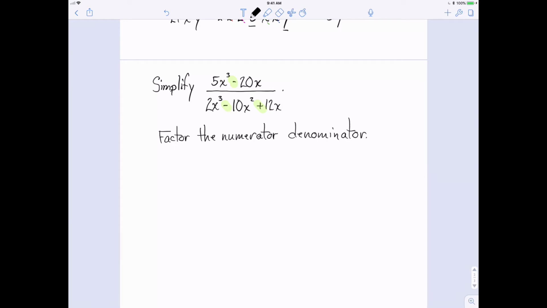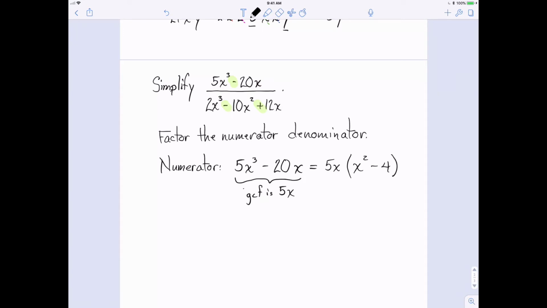Okay, let's try this. I'm going to break this up into two parts, and then we'll put it all back together. Numerator. I start out with 5x cubed minus 20x. Now, right off the bat, notice that this problem does have a GCF, a greatest common factor. I'm going to try a 5x. So if I take that out, then I have 5x times x squared minus 4.